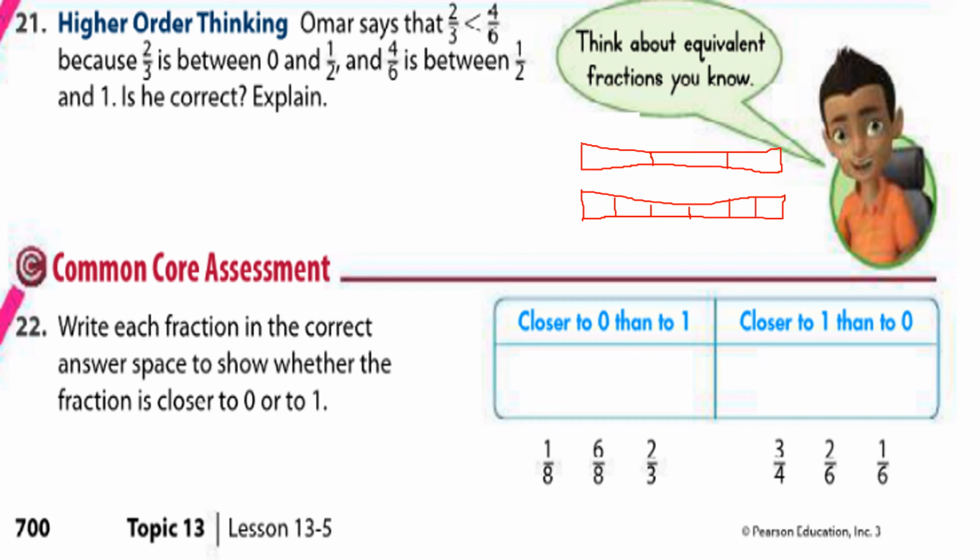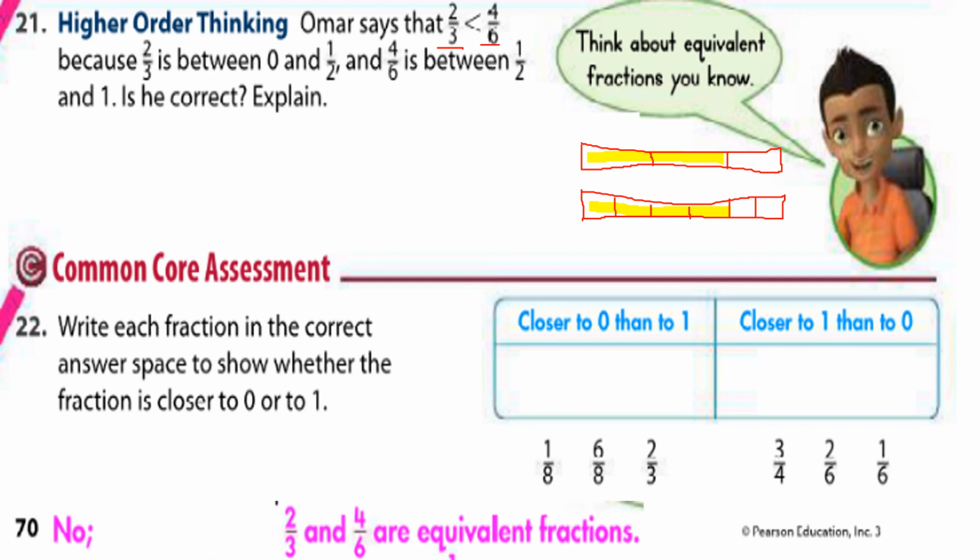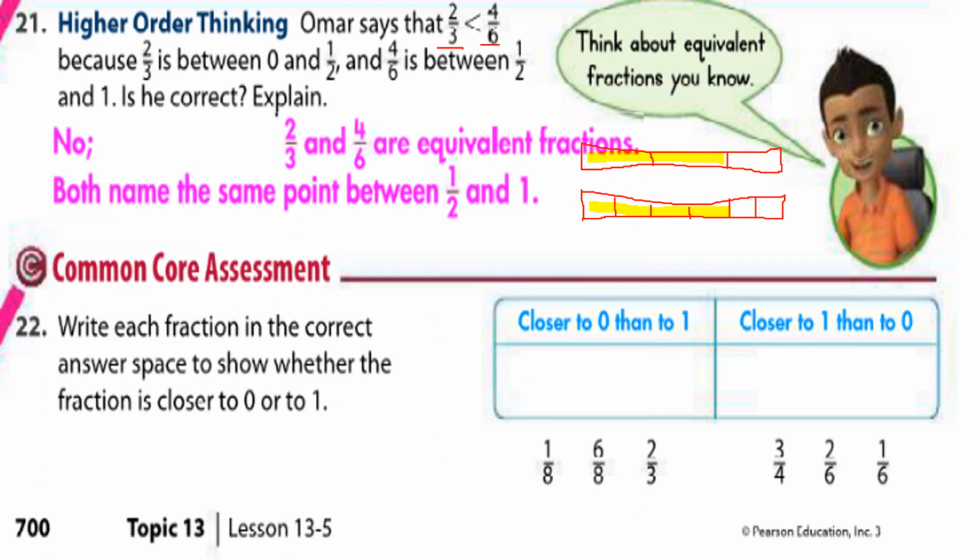So the two fractions given in the question are 2/3 and 4/6. We will shade 2/3 and we will shade 4/6, 4 of the 6 parts and 2 of the 3 parts. Now we can see that both of them are equal. They're equivalent fractions. So both name the same point between 1/2 and 1, and Omar is wrong.